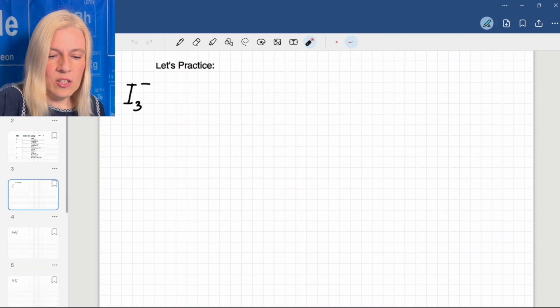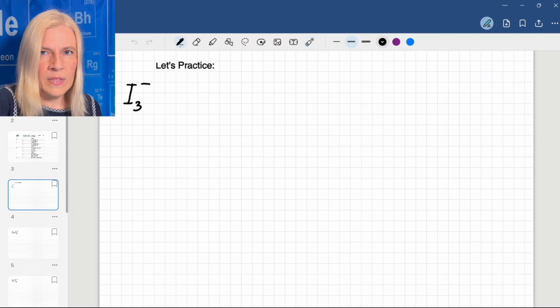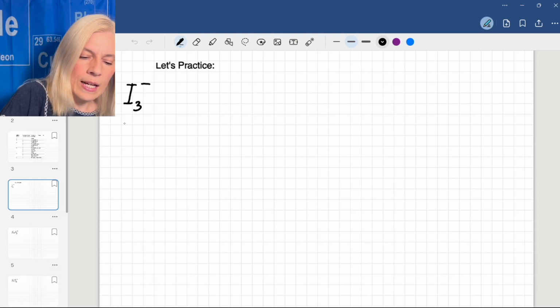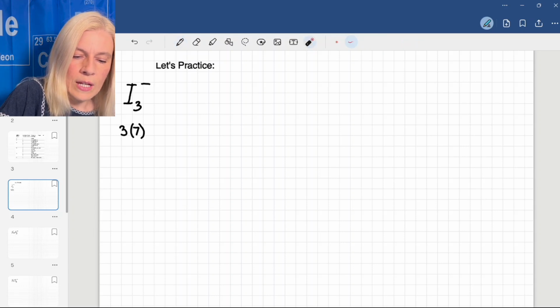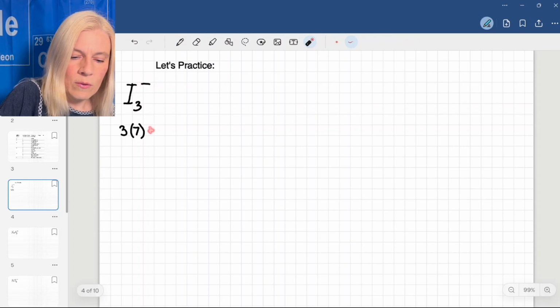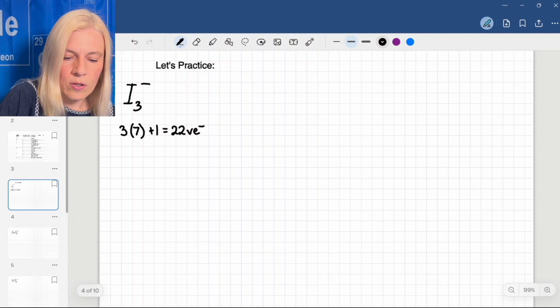Let's practice. Here we have I3 minus. Let's do a Lewis dot structure for this. Are you ready? Iodine is a halogen, 7 valence electrons, so we have 3 times 7. And remember, we have a negative here, a polyatomic ion, so we have to add one electron. So we have 22 valence electrons to deal with.